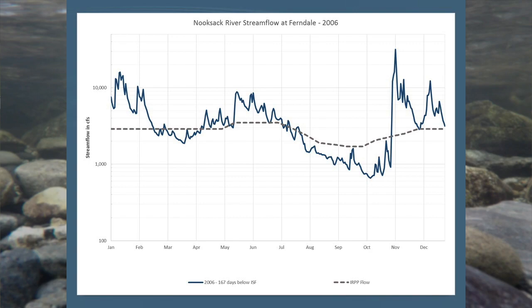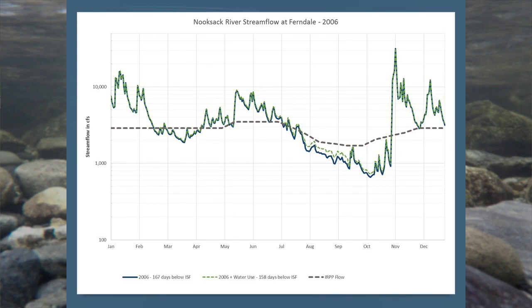If you take all the water use in the Nooksack Basin and stick it in the river, you still have 158 days that fell below in-stream flow. So if you magically shut off all the water use, stream flow would still not be meeting in-stream flows for a good chunk of the year.